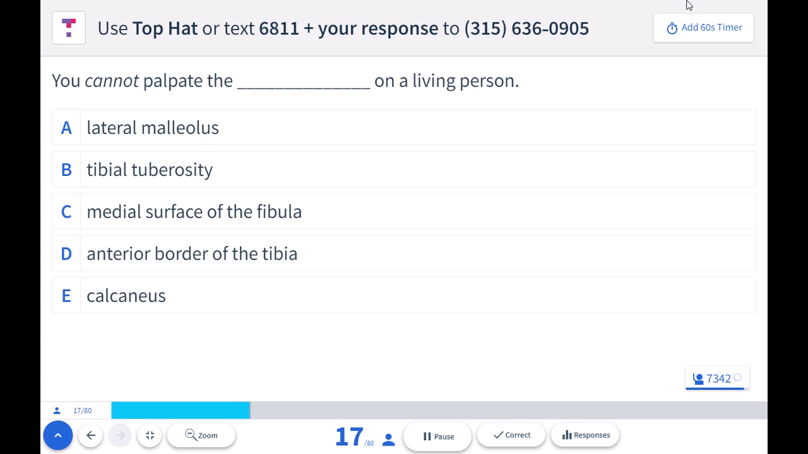When we look at the tibia, you can palpate that anterior border. That's a sharp part on the tibia. The calcaneus is the bone of your heel. You can feel that. But the fibula is always going to be located on the lateral part of your lower leg. You cannot feel the middle or the medial surface of the fibula on a living human being. There's the interosseous membrane preventing you from feeling that, and there's also the muscles of the lower leg. So these are the kinds of questions that are going to be asked. They assume that you know the skeleton and can think about the parts of the skeleton.